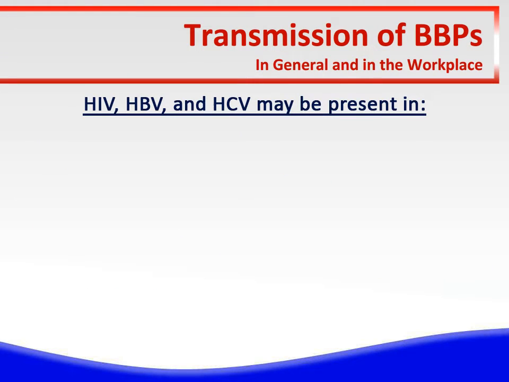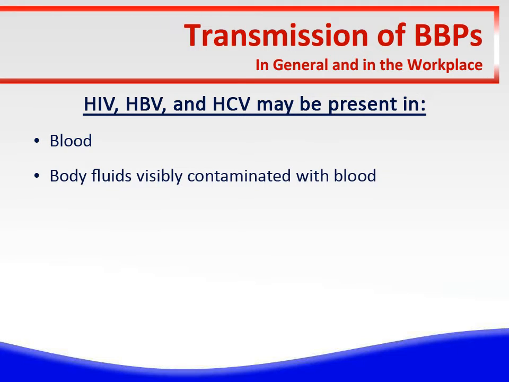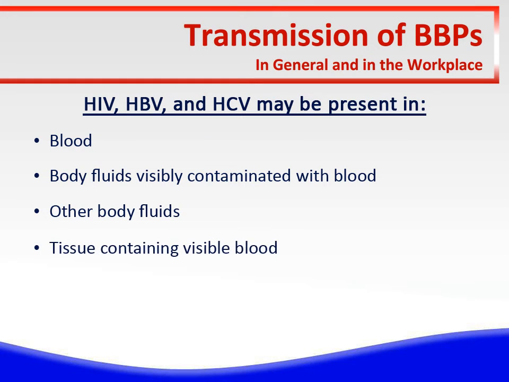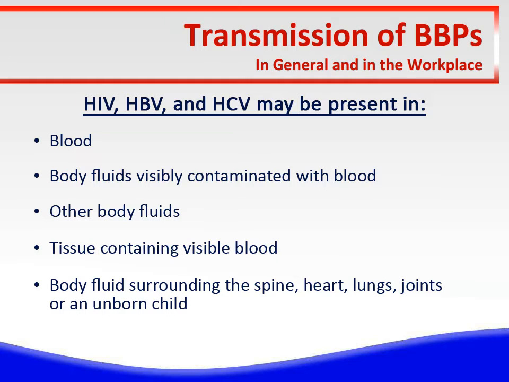Bloodborne pathogens are not only spread through contact with blood, but also through contact with other potentially infectious materials, or OPIM. Its definition is medically and thoroughly defined in the OSHA Regulation 1910.1030, paragraph B. However, this particular slide does list these materials in a general way to make them easier to understand and remember.